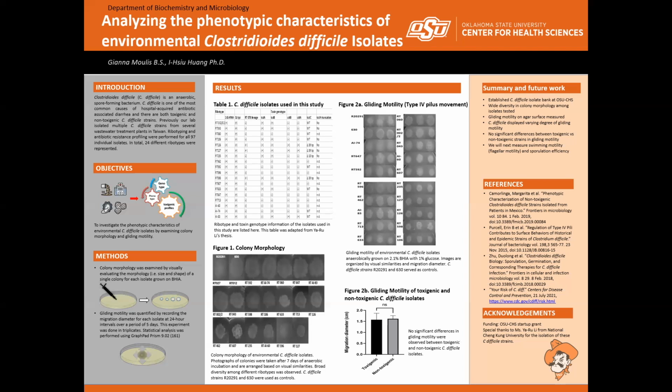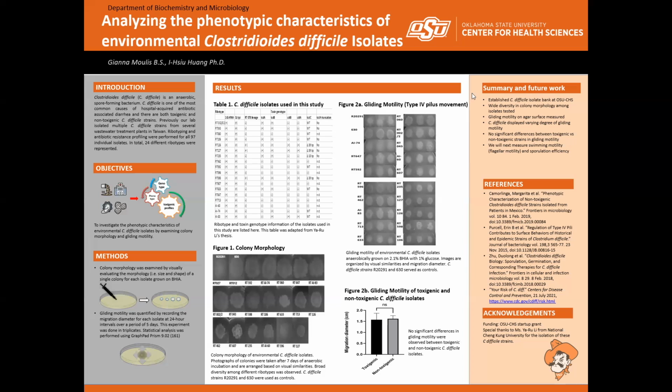Next up, I wanted to determine if there are any significant differences between toxogenic and non-toxogenic isolates, and I did this by grouping the isolates into two groups. The toxogenic group had toxin genes, and the non-toxogenic group did not. No significant differences were seen in gliding motility between toxogenic and non-toxogenic isolates.